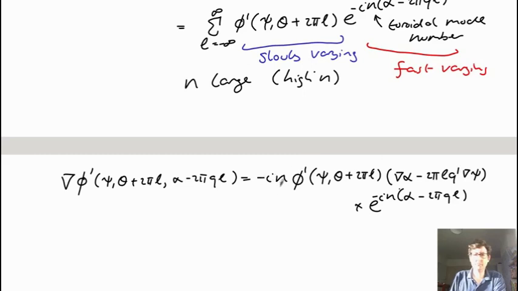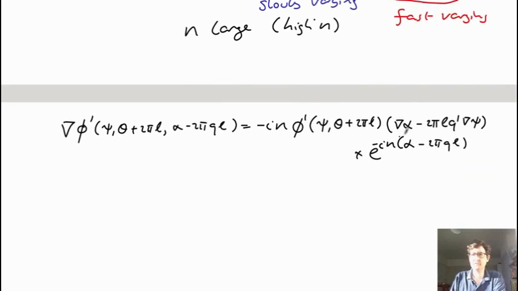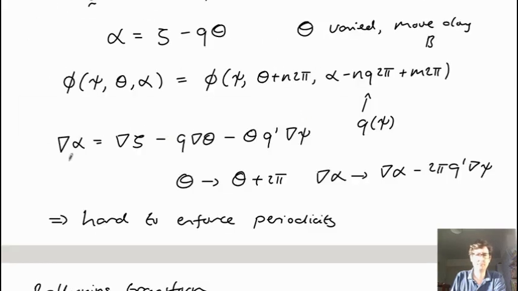So here we have a minus in factor, and then we're just taking the gradient, so we end up with a gradient of alpha. The only thing here that depends on anything is q, which depends on psi. So we end up with a q prime times a gradient of psi, and then this e to the in factor here at the end. And then we can rearrange this factor using the formula I had above, where I derived this expression for grad alpha. So you see this term with grad alpha and q prime grad psi here.